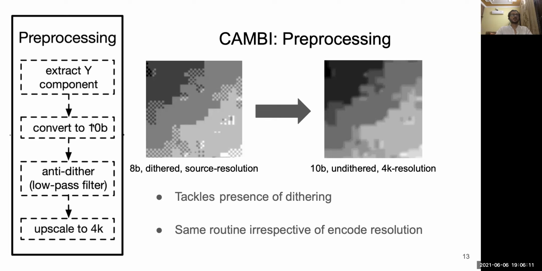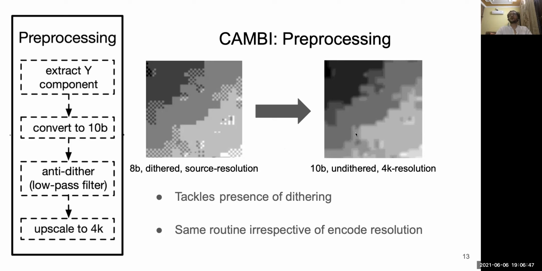We convert the 8-bit to the 10-bit content. We pass it through a low pass filter, which basically acts like an anti-dithering filter. And finally, we upscale the whole thing to 4K. So in these screenshots, you can see an example of how this step works. On the left, I have a snippet of an original frame, which is 8-bit dithered and at source resolution. The checkerboard patterns which you see correspond to the dithering. As you can see, they are not across all the edges, but they may or may not occur depending on the encoding parameters chosen. After the pre-processing steps, what we get is a smooth signal at 10-bit.